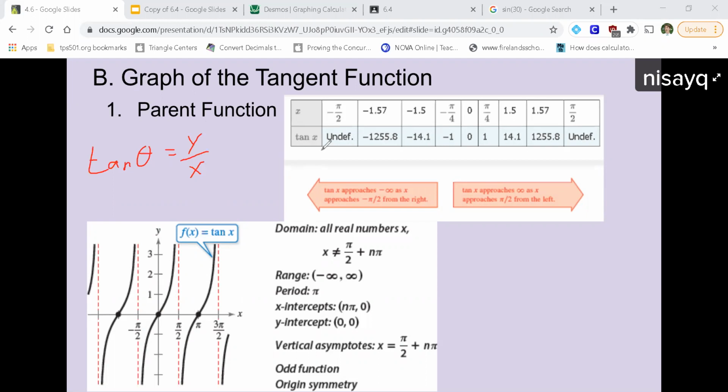And as you get closer to those values of pi over 2, you'll see that as we get closer to negative pi over 2, our y values go infinitely in the negative direction. And as we get closer to pi over 2, our y values get infinitely larger.